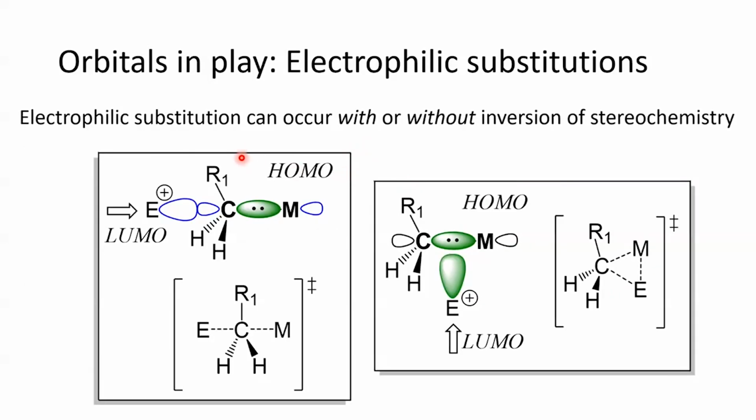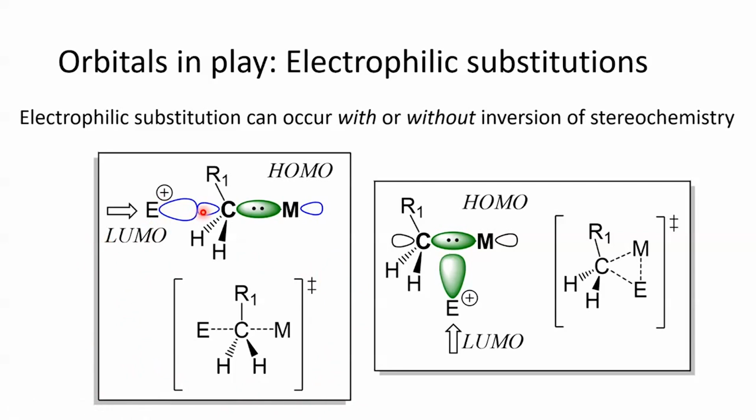But what about electrophilic substitution reactions? These can actually occur with or without inversion of the stereochemistry. So effectively what we've done is we've swapped around the HOMO and the LUMO in this case. So in one situation, our electrophile can approach in the same way as for the previous example, so via a backside attack, and this is going to give you an inversion in stereochemistry.